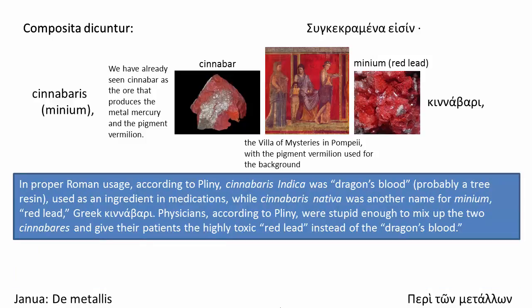In proper Roman usage, according to Pliny, Cinnabaris indica was dragon's blood, probably a tree rosin, used as an ingredient in medications, while Cinnabaris nativa was another name for minium, red lead, Greek cinnabari. Physicians, according to Pliny, were stupid enough to mix up the two cinnabares and give their patients the highly toxic red lead instead of the dragon's blood.